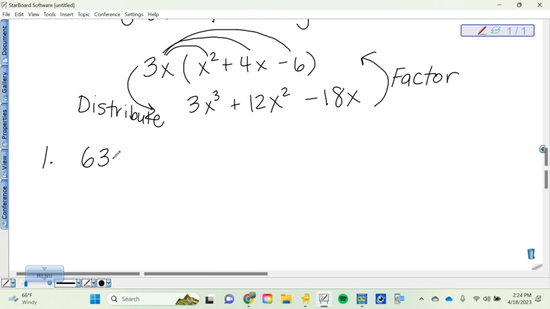Okay, so I have 63n minus 56n to the 5th. So when I'm factoring, my first step is to find the greatest common factor.